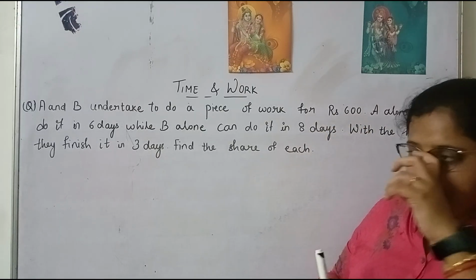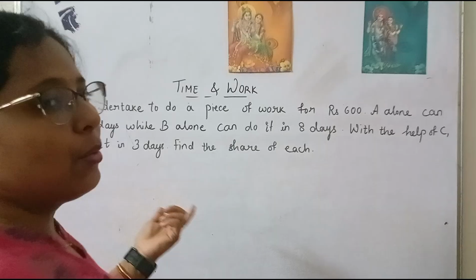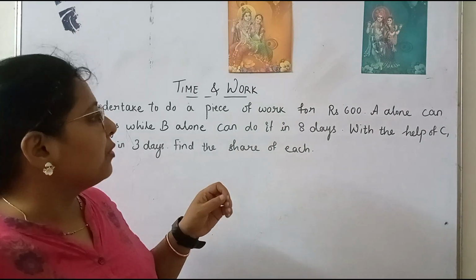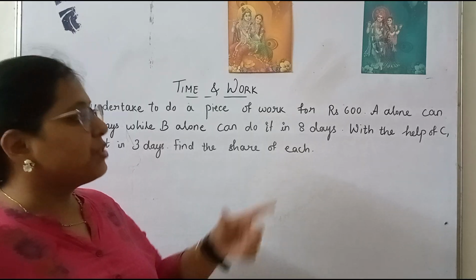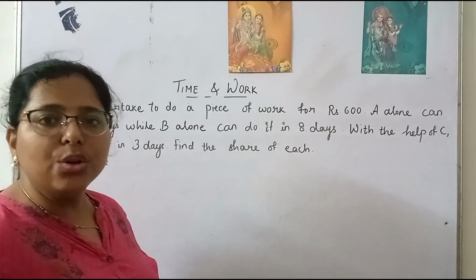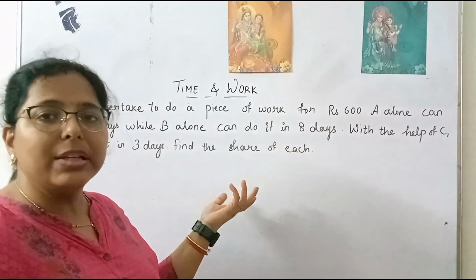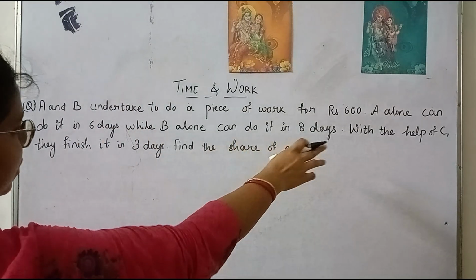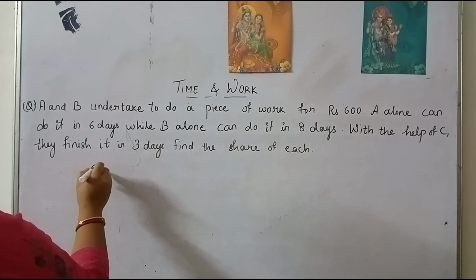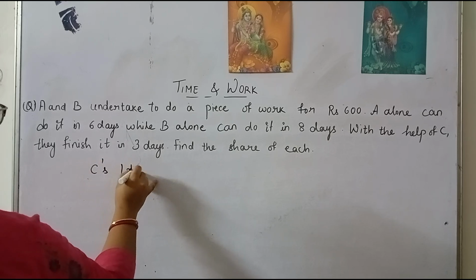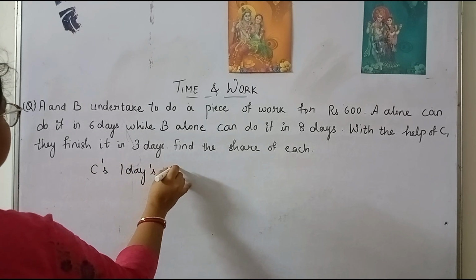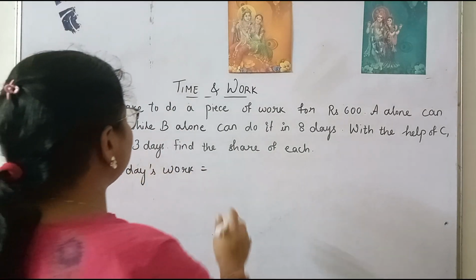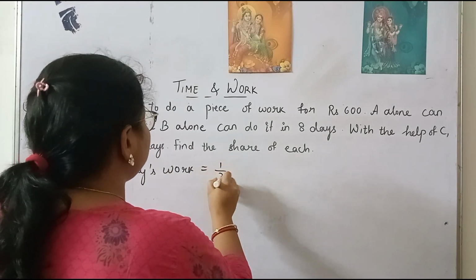So let's find out. Are you able to get what is the question? This is very easy. You just need to find the number of days of C, and then we can find the ratio, and out of the ratio we can find the share of each. Yes or no? So let's do it to get it in a better way. With the help of C, first of all, C's 1 day's work. How many days do we need to complete? 1 by 3. Total 3 of them will take 1 by 3, right?